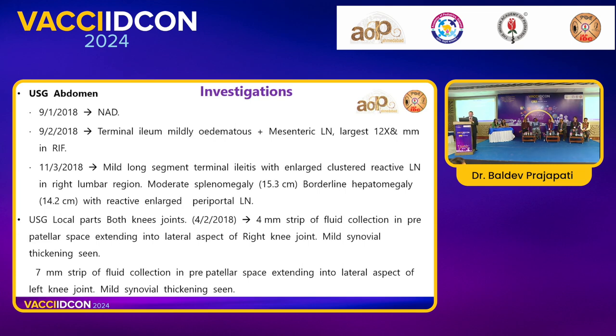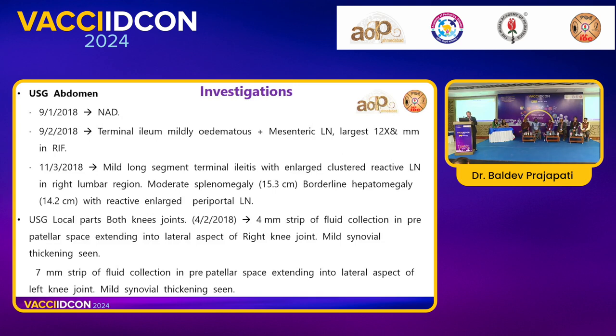USG abdomen, first time normal, but on follow-up after almost a month, terminal ileum mildly edematous, mesenteric nodes. And after again one month, mild long segment terminal ileitis with enlarged clustered mesenteric nodes, reactive lymph nodes, right lumbar region. Moderate splenomegaly, borderline hepatomegaly, the size they have given in the bracket, with reactive enlarged periportal lymph nodes.